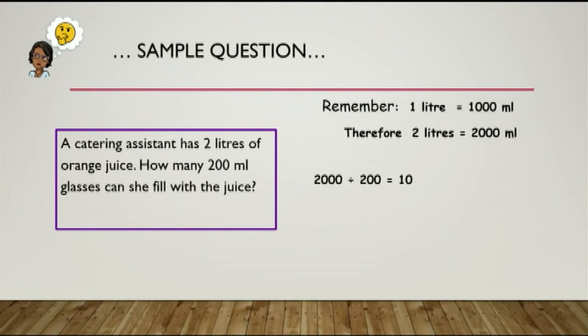So the 2,000 milliliters, and we have 200 milliliters for each container. So it means that when we divide the 2,000 by the 200, we will get 10. So it therefore means that it can share for 10 persons. She can fill 10 glasses.